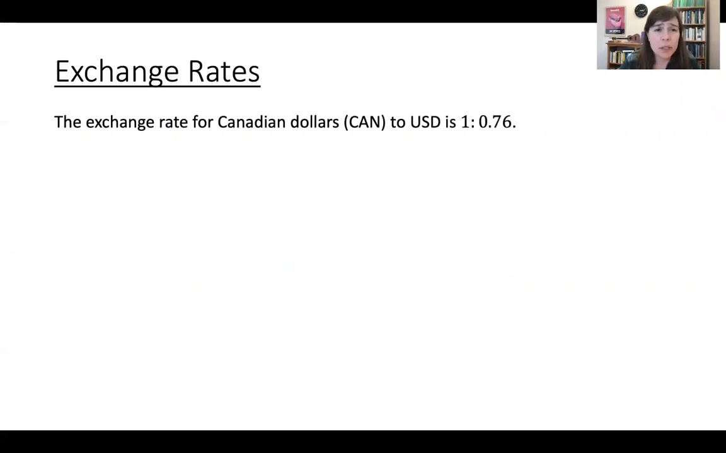So let's suppose you went on Google, you were maybe going to go to Canada, you wanted to know the exchange rate for Canadian dollars to US dollars. US dollars is abbreviated USD. And you see that the exchange rate for Canadian dollars to US dollars is 1 to 0.76. And first, as a gut check to see if you understand this ratio, I want you to pause for a moment and think, what's worth more, a US dollar or a Canadian dollar? What's worth more? I want you to pause and think about that.